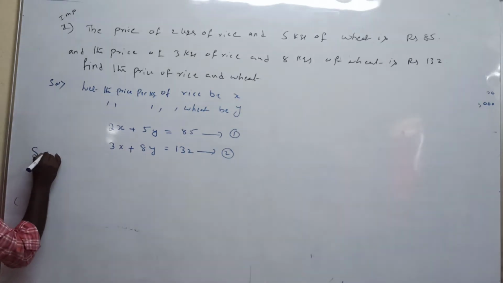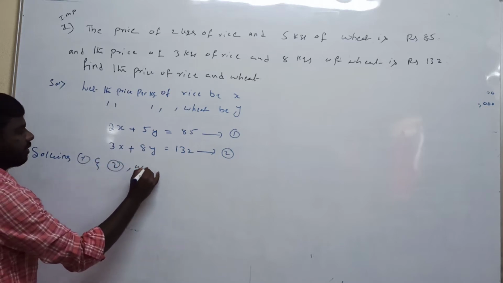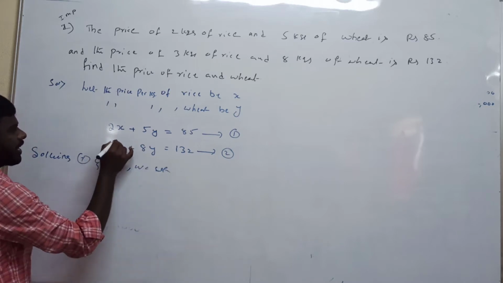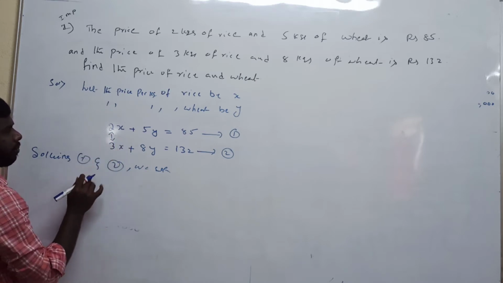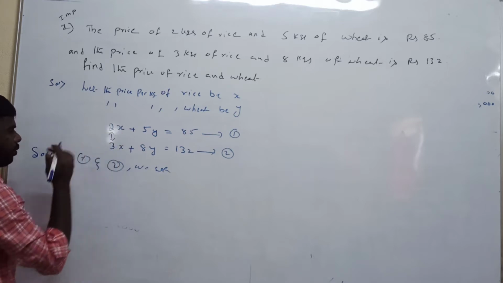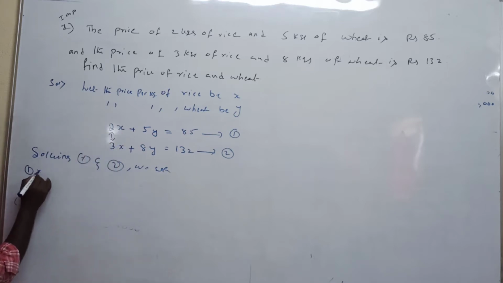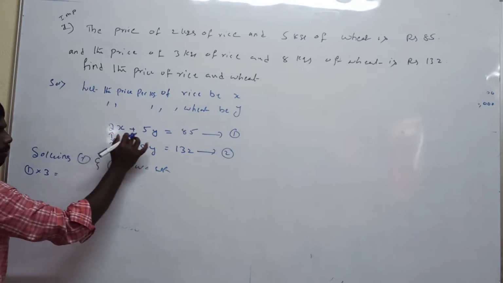So solving, we get, see here, the x coefficients are different. Elimination is not possible, that's why interchanging and multiplying. Equation 1 multiplied by 3, equation 2 multiplied by 2. For the x coefficient, equation 1 is multiplied by 3, each element multiplied by 3.